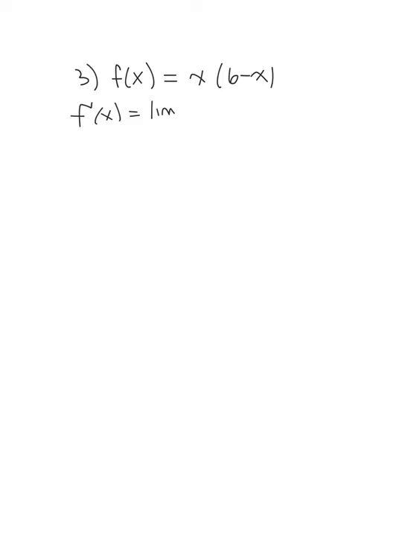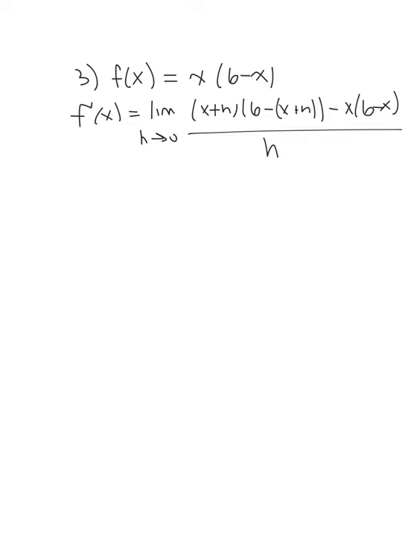So we have f prime of x is equal to the limit as h approaches 0 of f of x plus h. So we have x plus h times 6 minus bracket x plus h. This bracket is very important here. Please do not forget to add that. Minus our original f of x, so x times 6 minus x, all divided by h. I'm going to show a lot of steps here, so if you do not need to show all of these steps, that's totally up to you.